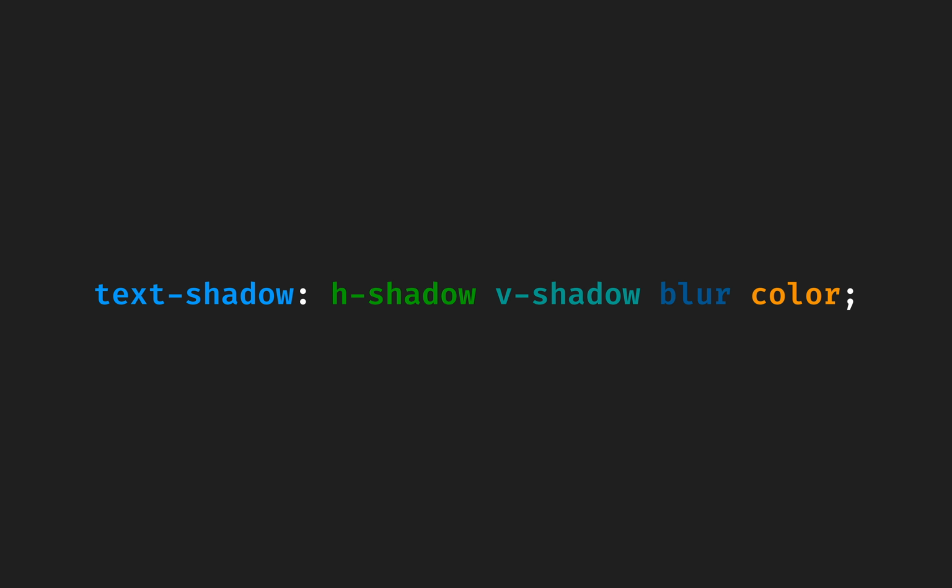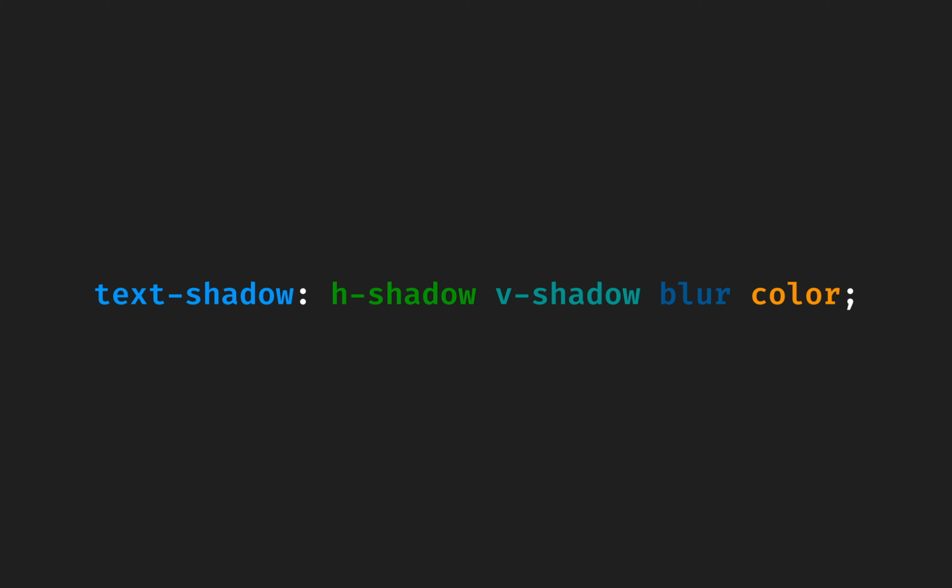So here is the basic syntax for the text shadow property. So we have text-shadow, we have h-shadow, v-shadow, blur, and color. So let's go through what these mean.